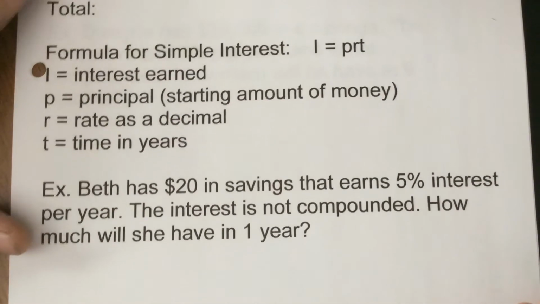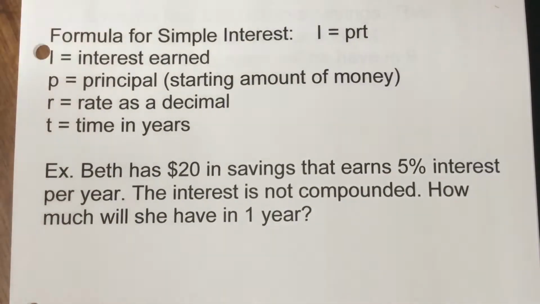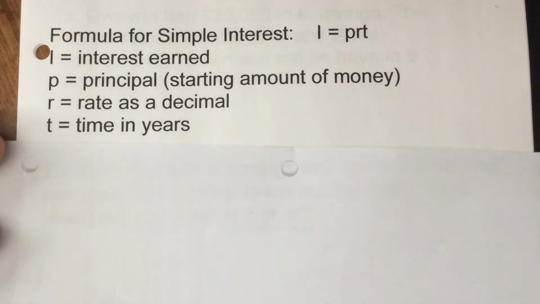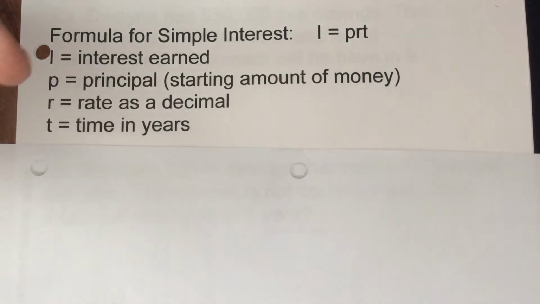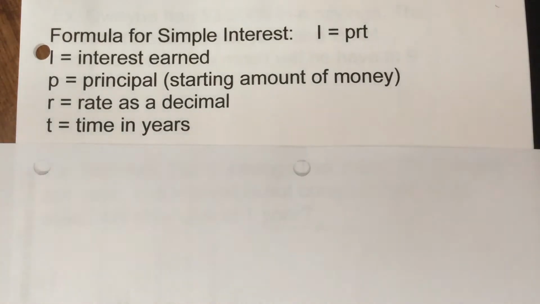But this is our formula for simple interest. Focus right here. I equals PRT. I is the interest that you earn. P represents the principal, which is the starting amount of your money. So if you invest $500, that $500 is your principal. R is your rate, but we need to convert it over to a decimal, and T is time in years.